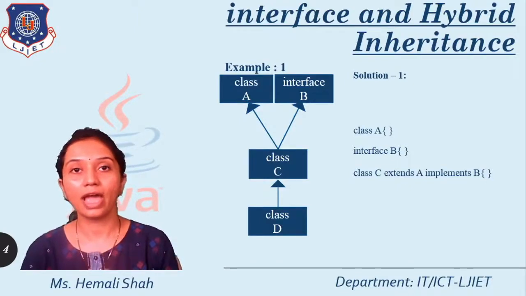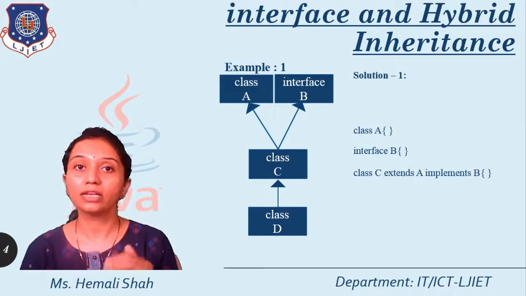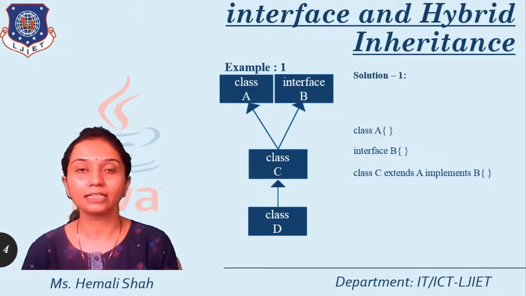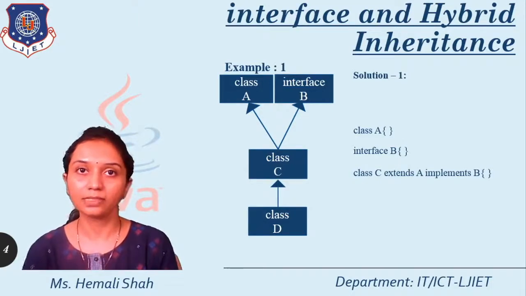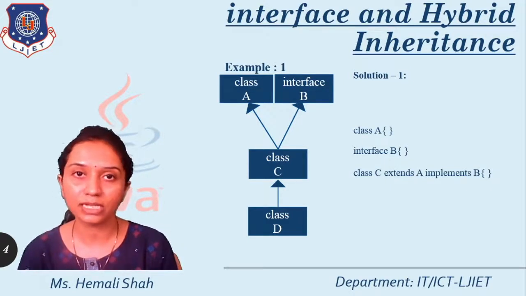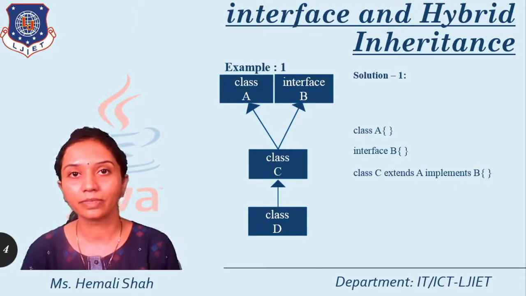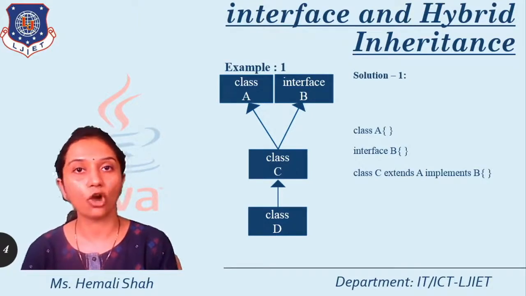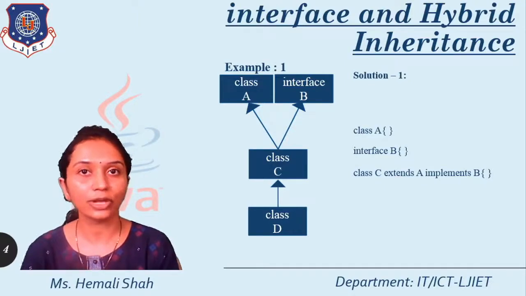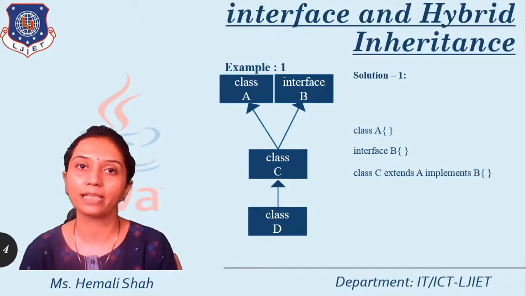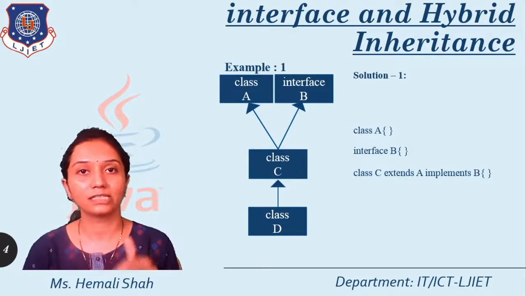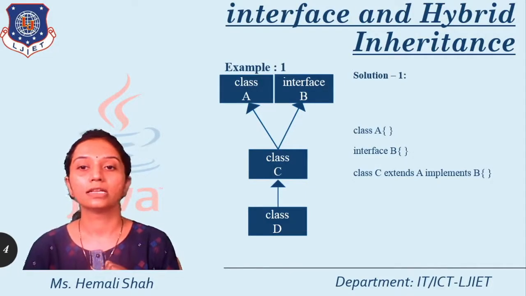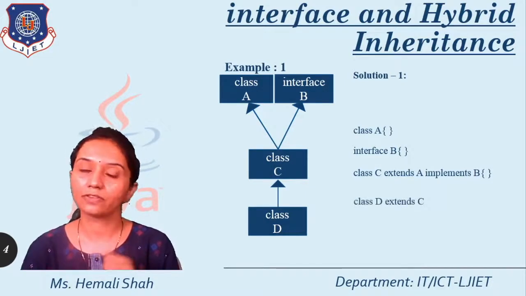Yes, if you have more than two parents of C, at that time you have to write comma separated interface names after the implements keyword. Say for example, some B1 is an interface available and it is a parent of C, then you can write like this: class C extends A implements B, B1. Like that you can specify more than one interface, comma separated, after the implements keyword. Right? Now D is a class which is derived from C. So here class D extends class C.